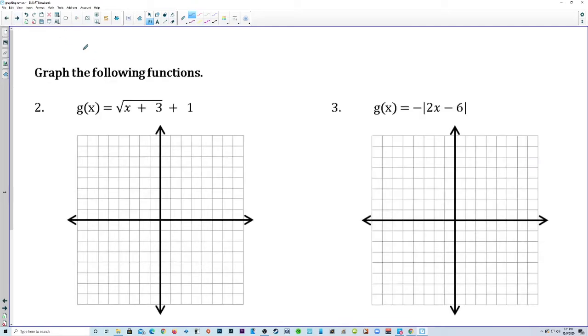Number 2, we're graphing the square root of x plus 3 plus 1. Well, the parent graph is the square root of x. So square root of 0 is 0, square root of 1 is 1, square root of 4 is 2, and square root of 9 is 3. So that'd be right there.